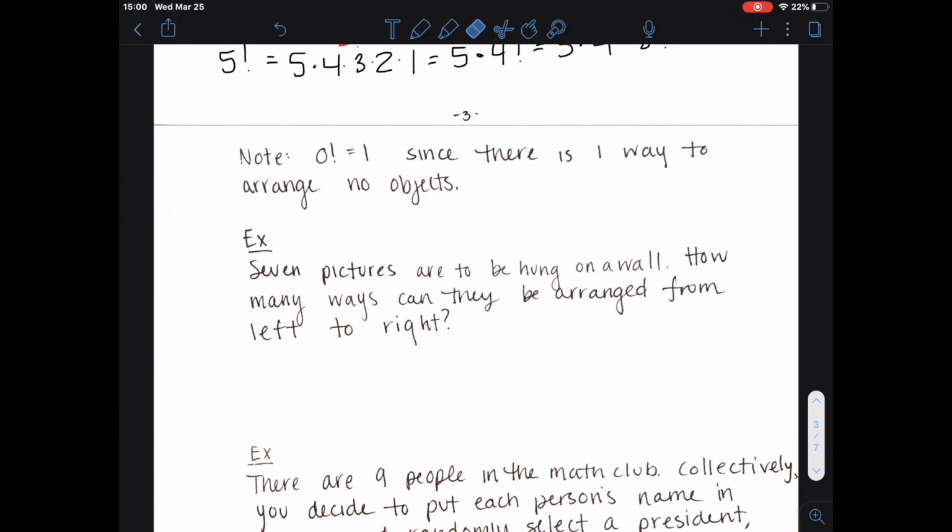So let's look at an example. 7 pictures are to be hung on a wall. How many different ways can you arrange them from left to right? So you could absolutely set up this number line where we have 7 options, 6 options, 5 options, 4 options, but the number of ways you can arrange 7 objects is 7 factorial. So you have 5,040 ways to arrange the pictures. Okay?